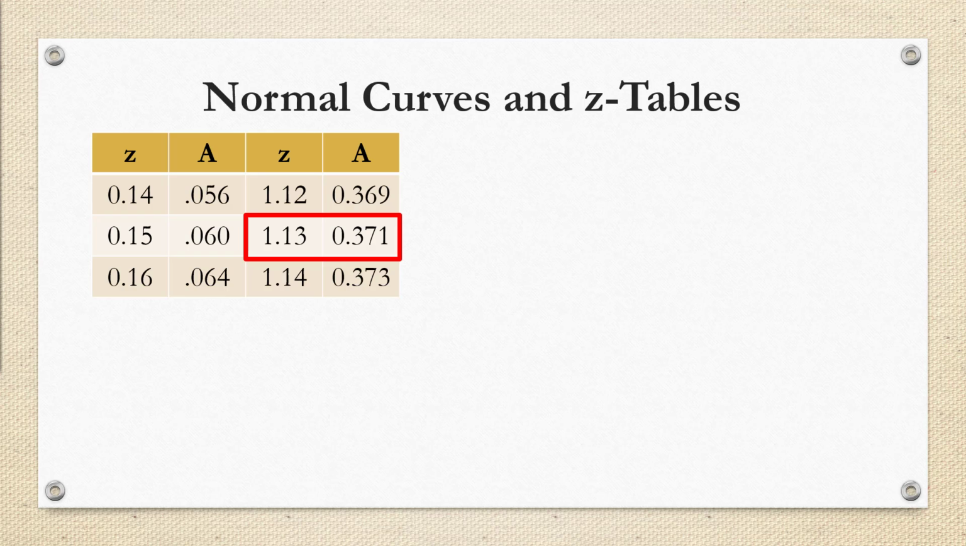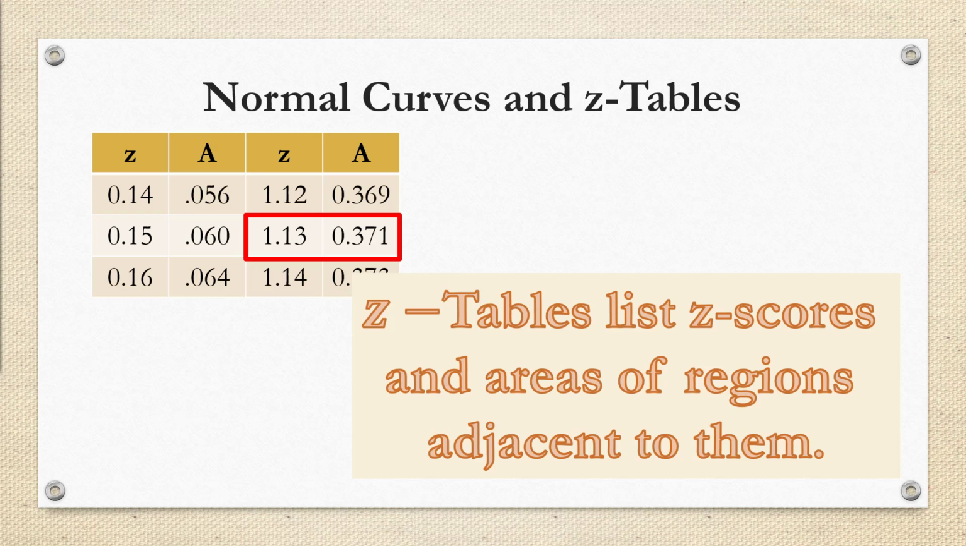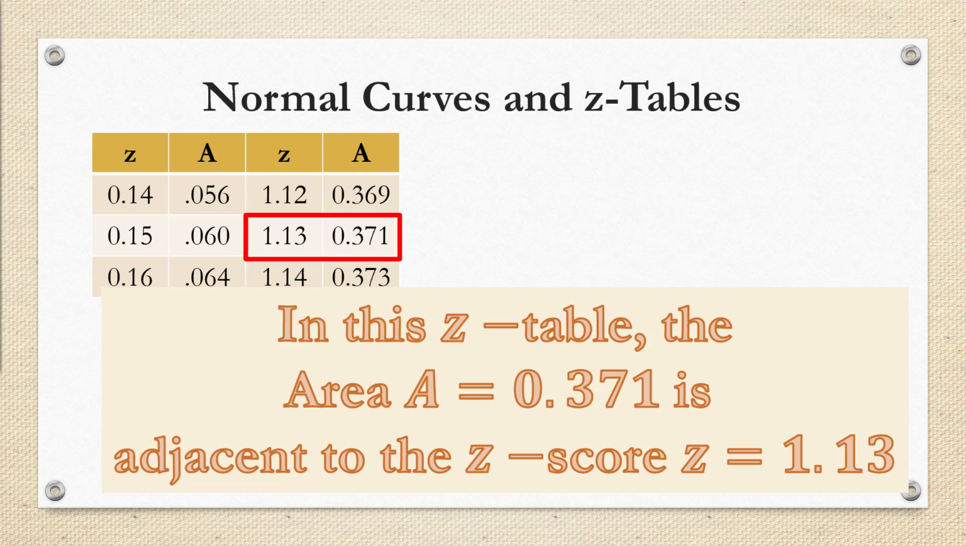Here's an example of a z-table. In this video, we want to try to understand how this relates to those normal curves that we were just looking at. Z-tables list z-scores and the areas of regions adjacent to them in the normal curve. In this z-table, the area A equals 0.371 is adjacent to the z-score z equals 1.13.